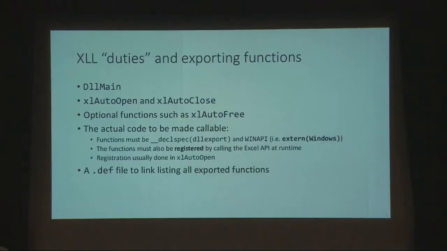The functions also have to be registered. This is the fun part. This happens at runtime. So in xlAutoOpen, you have to call into an Excel API and register your functions. They don't just need to be exported from a DLL like normal. No, you need to call some APIs there at runtime when it gets loaded. And so that's what happens. You also need a def file. Don't ask me why. If you load the DLL yourself, you can call the functions, but Excel appears not to be able to.